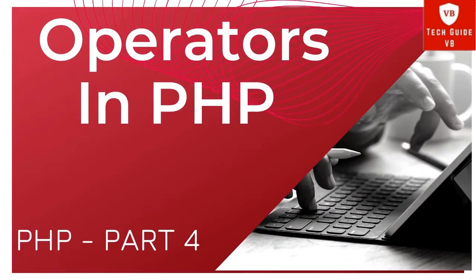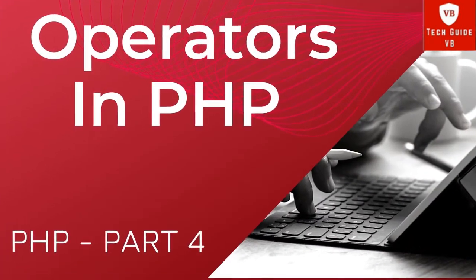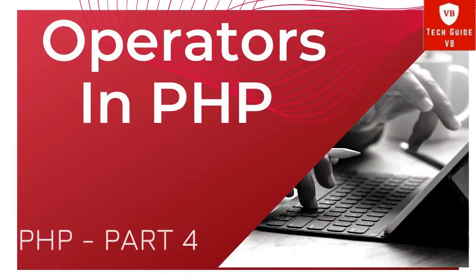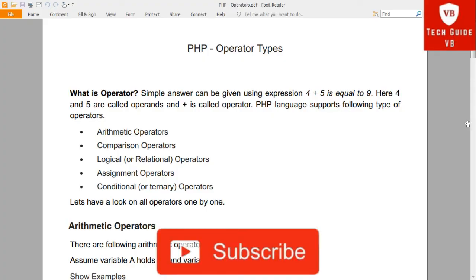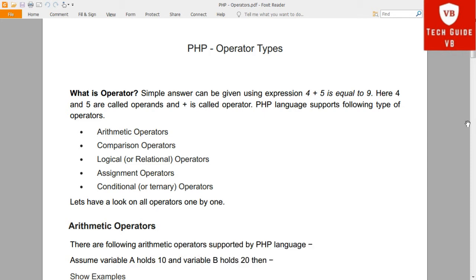Welcome back to this new video of PHP operators. So we will start our today's session with the operator types. So basically what is an operator? A simple answer can be given using the expression 4 + 5 = 9. Here 4 and 5 are called operands and + is called the operator. So in this example you will understand what exactly an operator is.